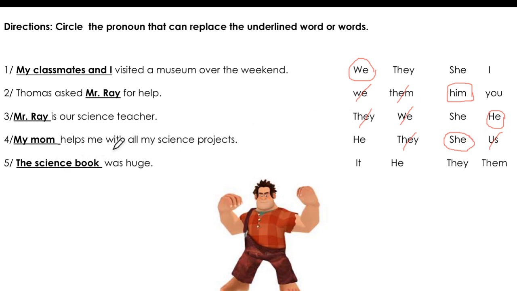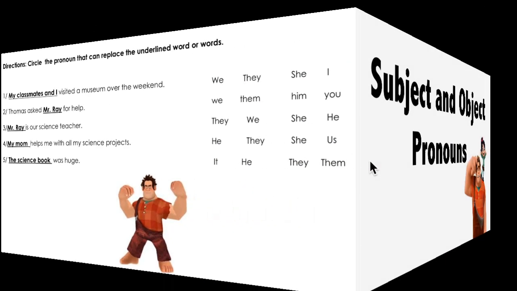The science book was huge. Science book. One or many? One. That means we cannot use plural pronouns they and them. We cannot use it or he because these are singular for one. What is science book? It or he? It. Thank you. Very easy. Let's go to the next stage.